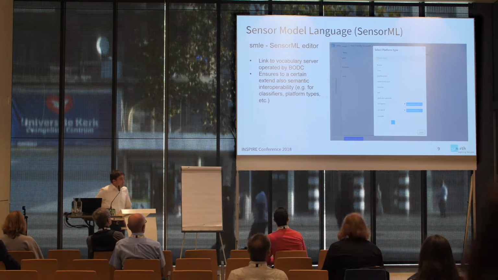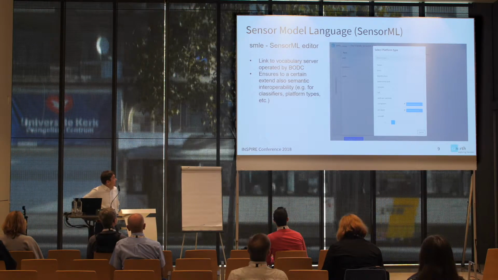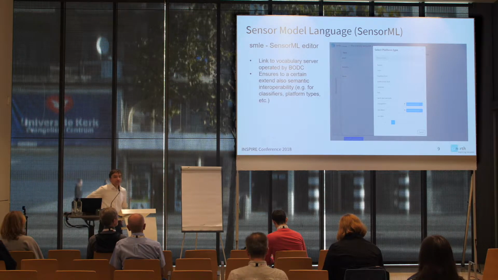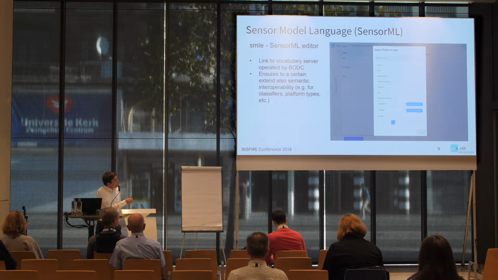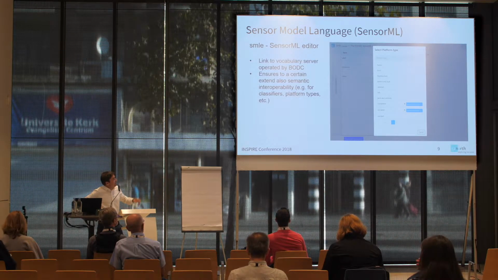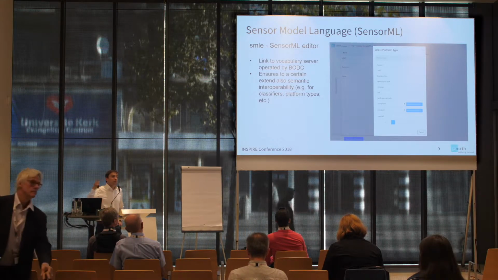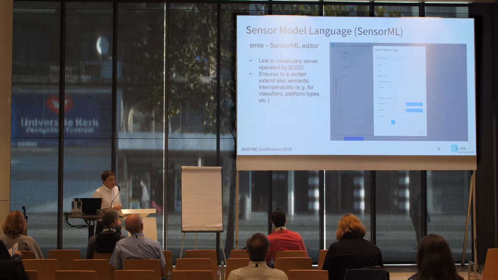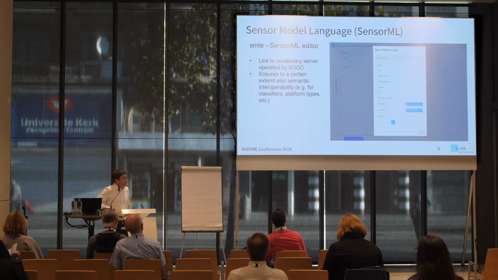Also important to notice is, and that's why we have been doing that in cooperation with BODC, we established links to vocabulary servers operated by BODC, and that means that, for example, different sensor types are defined in that vocabulary, and we have then, for example, drop-down lists here in the editor that link directly to that vocabulary, and if you look at the SensorML description, there's a URL pointing to the definition in that vocabulary. And that ensures to a certain extent also semantic interoperability to make sure that we are speaking about the same properties, for example, of sensors or about the same sensor types.